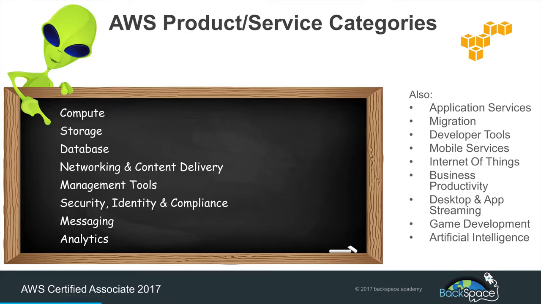The categories that I'm going to concentrate on in this lecture are compute, storage, database, networking and content delivery, management tools, security, identity and compliance, messaging, and the analytics category. Now, there's a lot more. On the right-hand side you can see application services, migration, developer tools, mobile services, Internet of Things, business productivity, desktop and app streaming, game development, and artificial intelligence. That list is growing all the time, but I'm just going to concentrate on those categories on the left that are most relevant for an associate level certification.